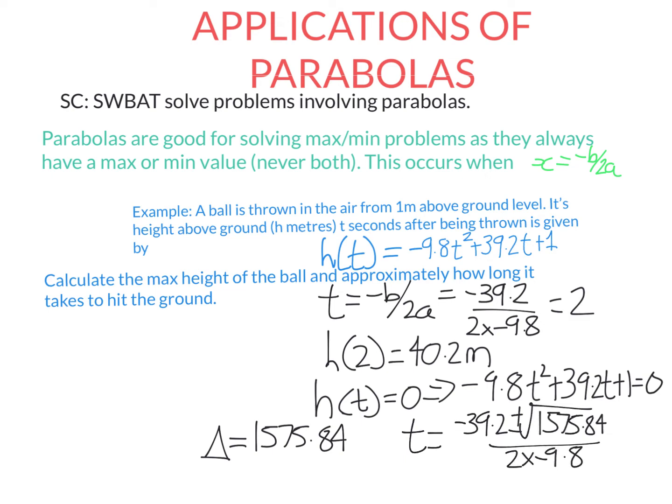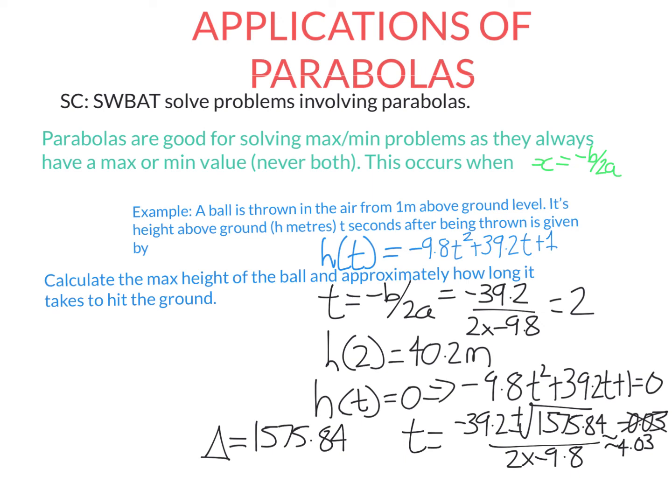So we get two solutions. One of them is negative 0.03. Now we're going to ignore that solution because it's negative and we can't have a negative time. The other solution is about 4.03, and that does make sense. So it takes about 4.03 seconds for the ball to hit the ground.